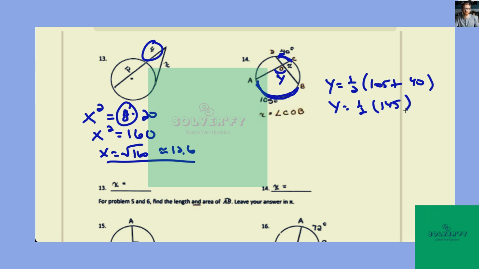So y would equal 1/2 of 145 degrees, which is 72.5. And then x would equal 180 minus 72.5 because it's on a line with it, or 107.5.